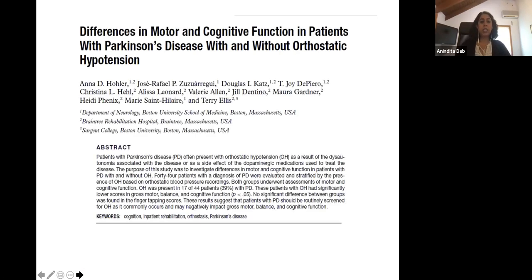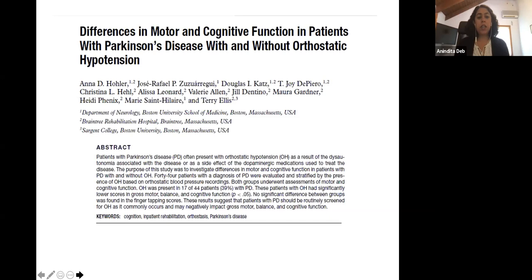Before I get to that, just to share some data with you, a couple of studies that were done actually at BU by one of my mentors, Anna Holler, and other colleagues in movement disorders, and Dr. St. Hilaire, of course, is on here as well. They looked at differences in motor and cognitive function in patients with Parkinson's with and without orthostatic hypotension. So the question is, I have NOH, why does that matter? Is that affecting me in any way, if I'm not feeling lightheaded, let's say?